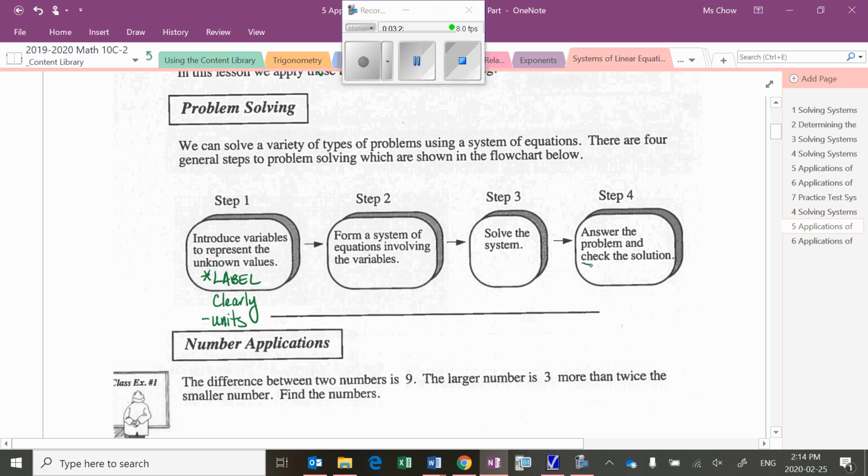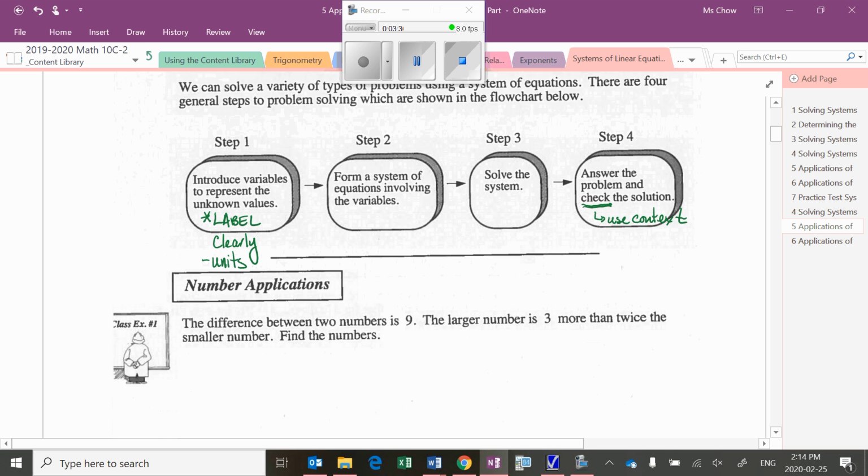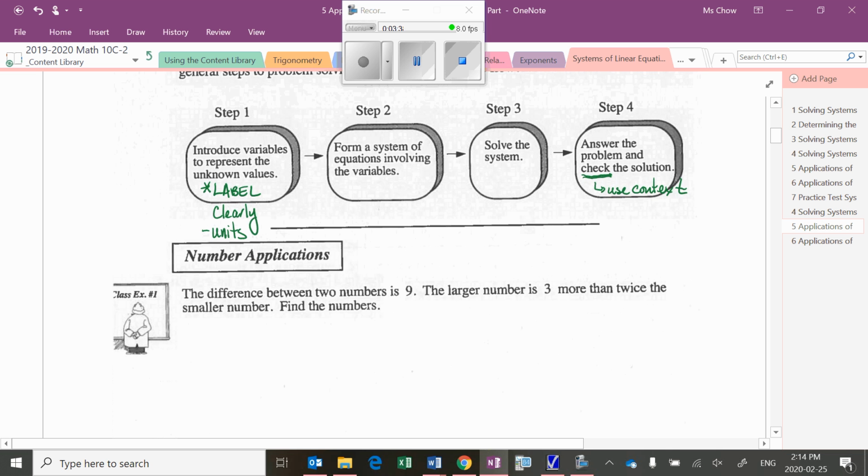With the check, my suggestion is to check using the context of the question. You don't necessarily want to verify in the same way that we previously have by substituting it into the equations, because we made the equations. Even though it may verify the equations and check out, if we wrote the equations wrong, it doesn't necessarily guarantee that we've solved the problem correctly.